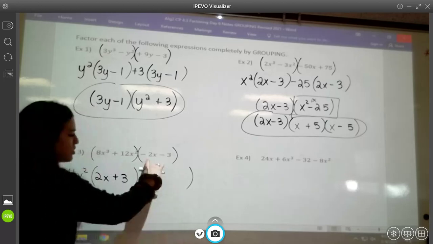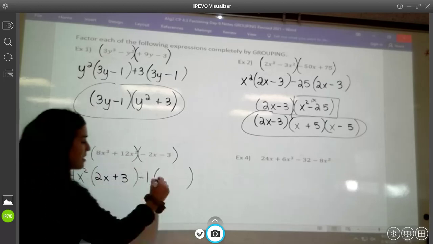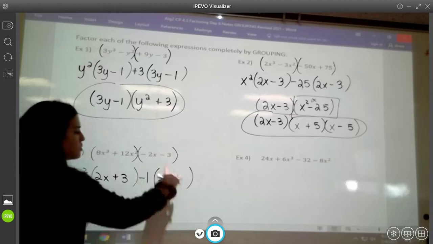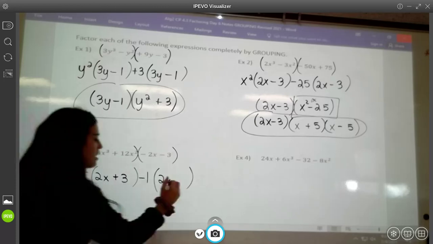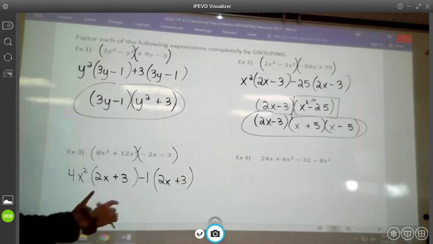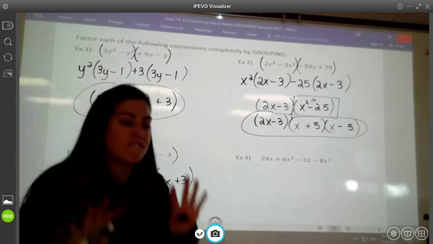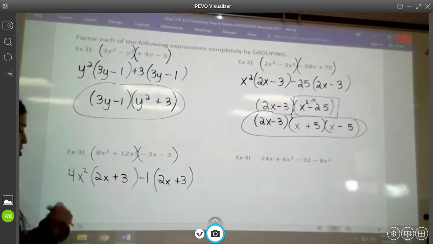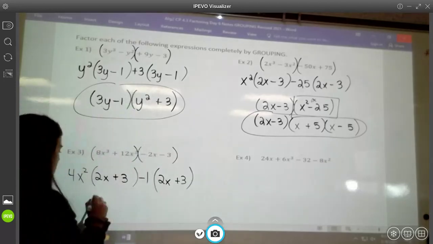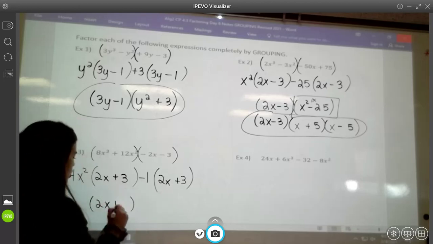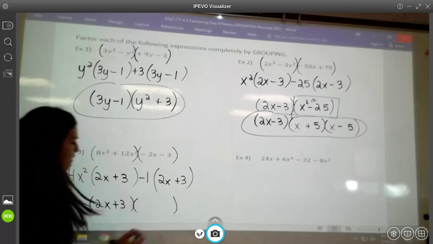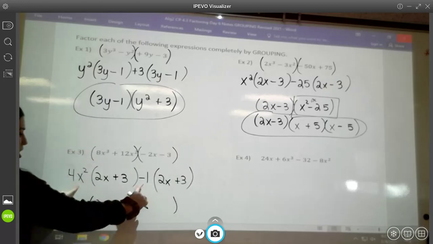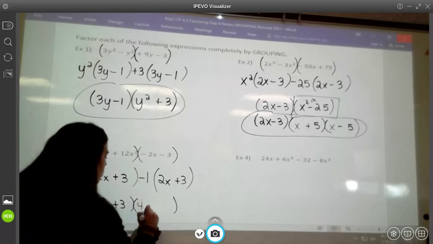If I pull a negative 1 out, negative 1 times what gets you back to a negative 2x? A positive 2x, so we're starting to match. Negative 1 times what gets you back to that negative 3? A positive 3. And guys, it matched. So that means factor by grouping worked. We did it, right? So now let's write our final factors. One of them is always the factor that matched, 2x plus 3. The other factor we get from, what if I took that common factor out, what would be left? 4x squared minus 1.